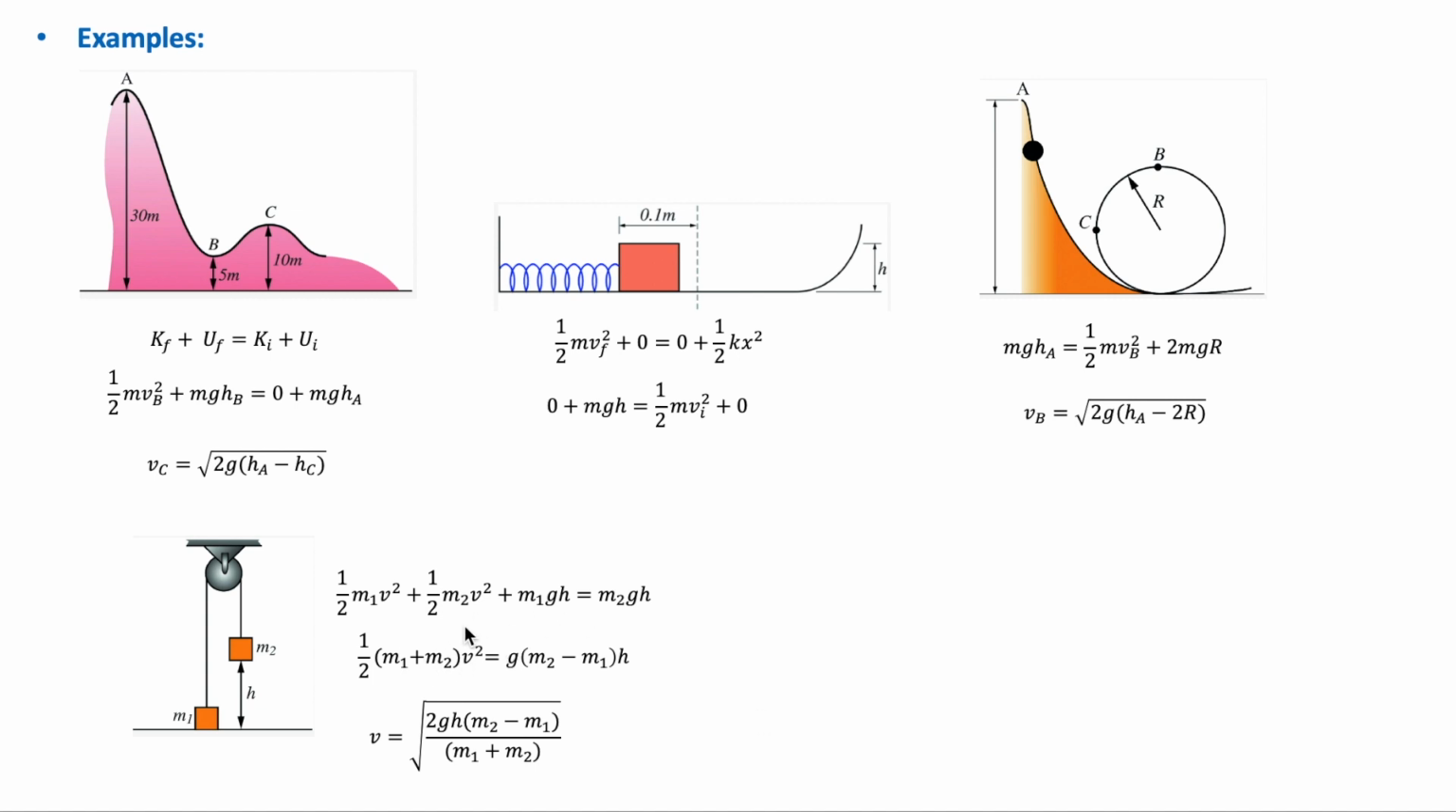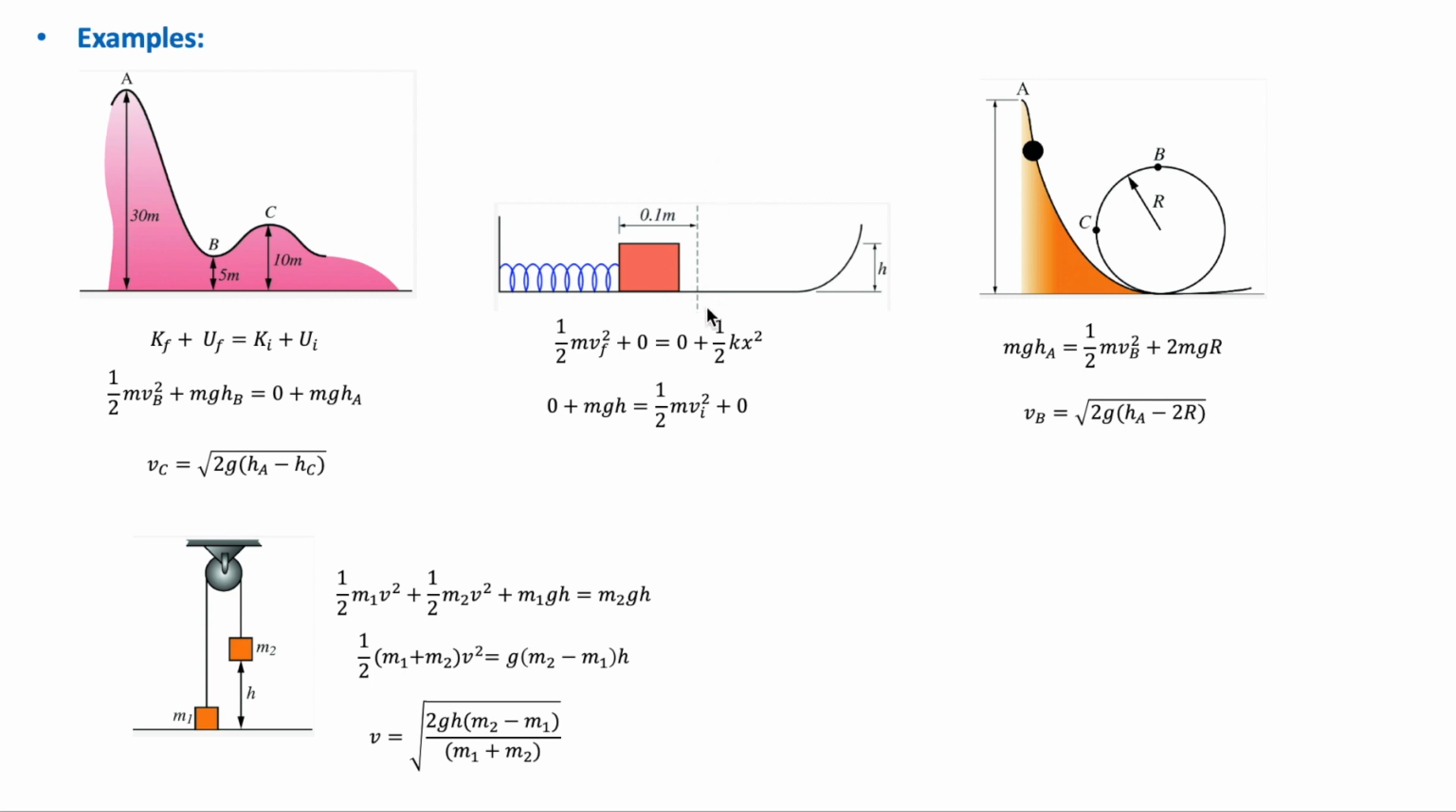So from this equation, we may find the speed of M2 just before it hits the ground. And as you can see, because the two masses are connected by the rope, they have the same speed at any time, okay?